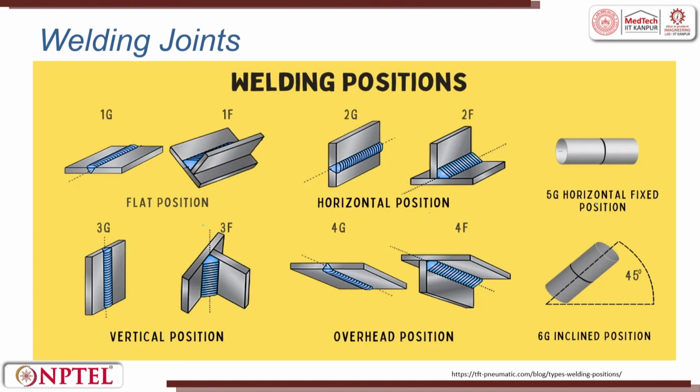The positions can be flat position, horizontal position, horizontal fixed position, or vertical position. You should understand welding is not done only like this, it is done like this and like this. So flat position, horizontal position, all are possible. Then you can have vertical position, overhead positions, and then inclined positions. All these are welding positions, so you have to be very careful when we do welding operations.